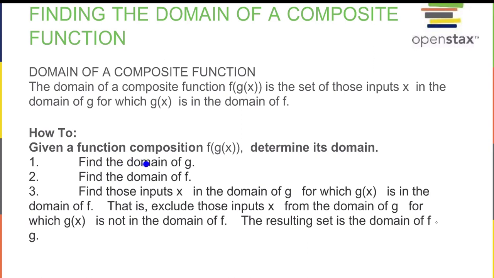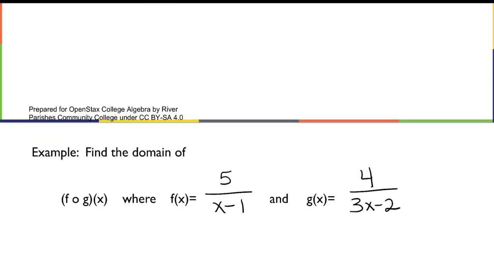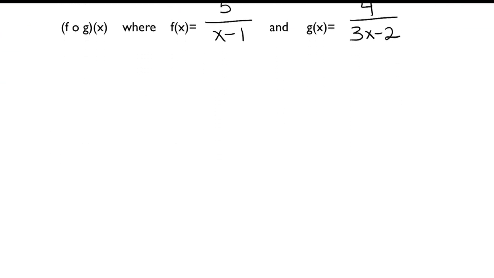So first you're going to find the domain of the inside function. So if we're doing f of g of x, find the domain of g first, then find the domain of f. Once you find both of those, then you find those inputs x in the domain of g, for which g of x is in the domain of f. And what that means is we're going to exclude those input x's from the domain of g, for which g of x is not in the domain of f. So let me just show you how to do a couple of these.